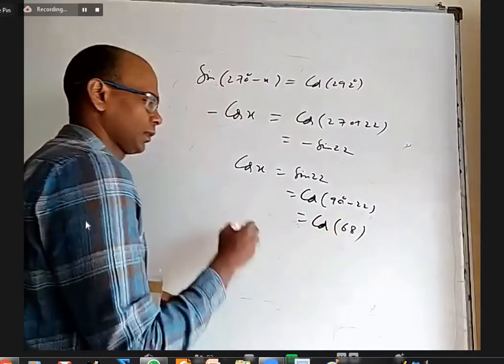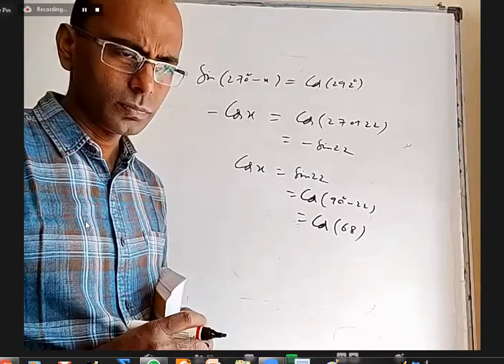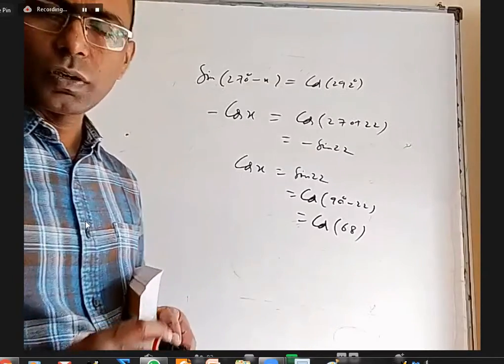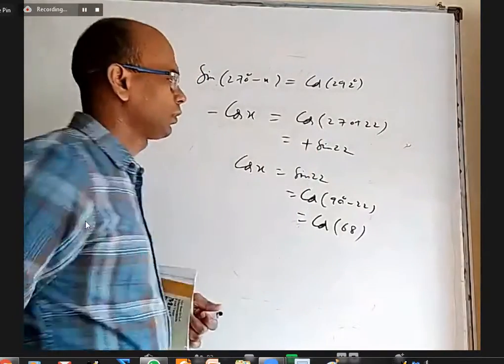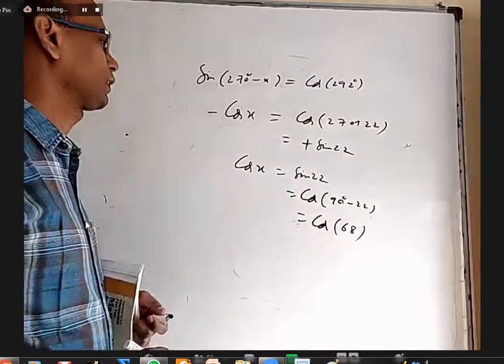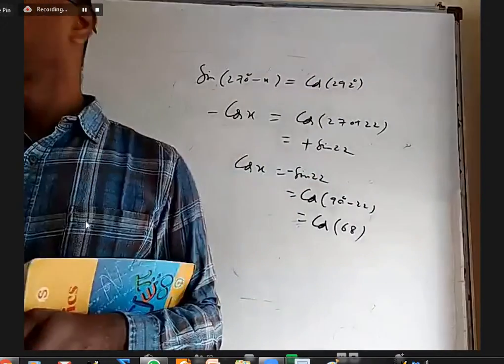Sir, cos 270 plus 22 is positive, no, sir? Cos 270 plus 22 is plus, positive. Okay, plus sine 22 because fourth quadrant. Okay, thank you. So it will be minus sine 22. Now, just a minute.